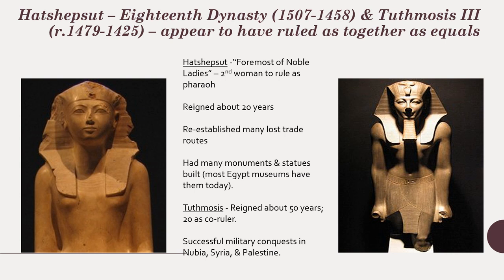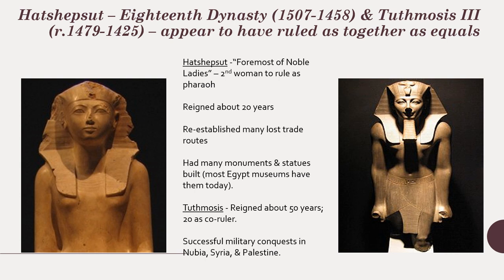Hatshepsut, sometimes referred to as the foremost of noble ladies, actually was the second woman to rule as pharaoh, but reigned for about 20 years. And actually reestablished many lost trade routes, so her foreign policy was successfully aggressive too. Again, what the New Kingdom is maybe most known for, going back to previous reigns, many monuments and statues were built. Most Egypt museums have at least some of them today.